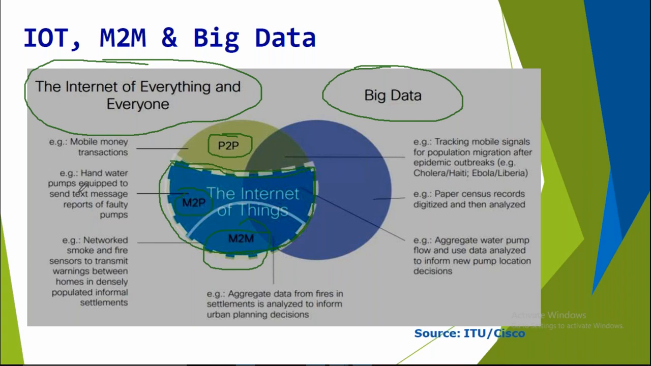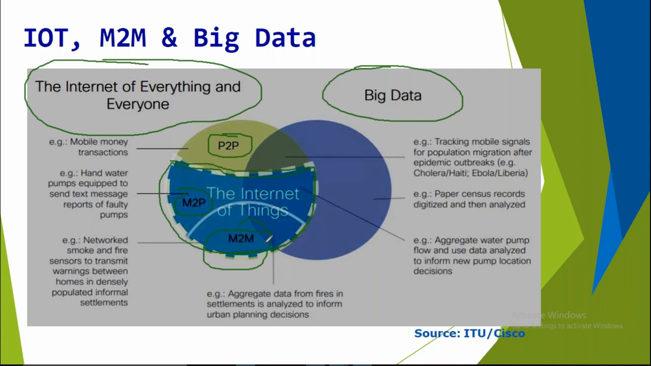Here, machine to person: hand water pumps equipped to send text message reports. Then machine to machine: networked smoke and fire sensors that transmit warnings to inform that something is going wrong, a danger, in densely populated informal settlements. The Internet of Things and machine to machine aggregate data from fires in settlements.